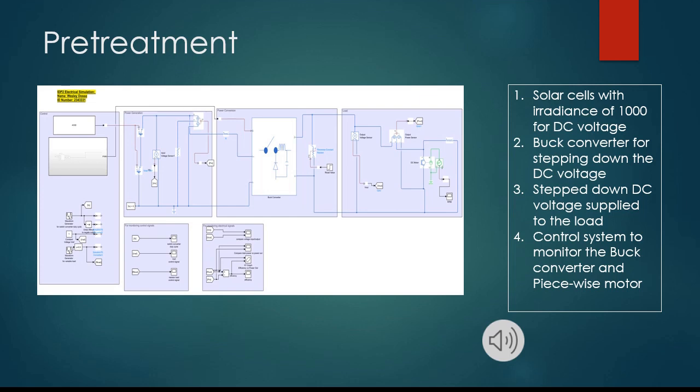For the control systems, I have an irradiance of 1000. I also have the control system for the buck converter, which also contains the reference voltage. And I also have an R load, which is connected to the piecewise constant resistor. Thank you for listening.